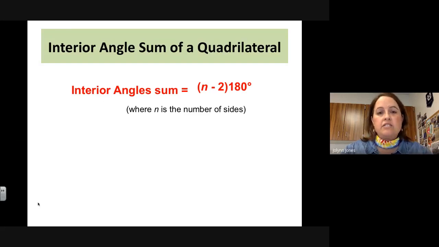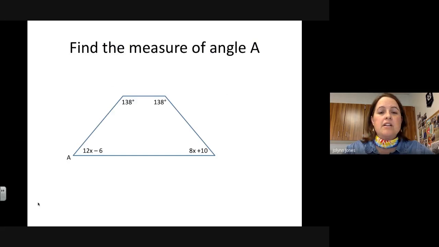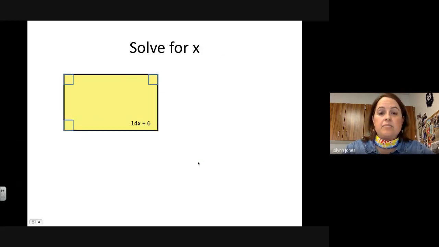So let's backtrack just a little bit. We know that the interior angle sum of a quadrilateral is n minus 2 times 180. In this case, because it's a quadrilateral, n is equal to 4, 4 minus 2 is 2, 2 times 180 is 360. So we can use that to figure out different measures on any quadrilateral. On this one, we could say that angle A plus 138 plus 138 plus angle 8x plus 10 has to equal 360. Then we can solve for x.